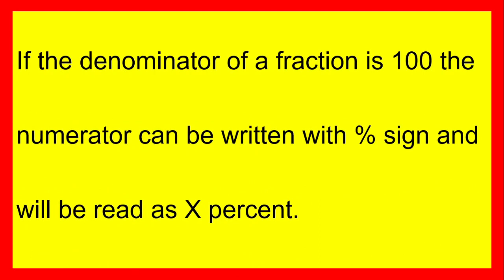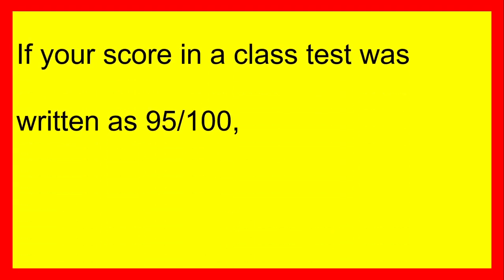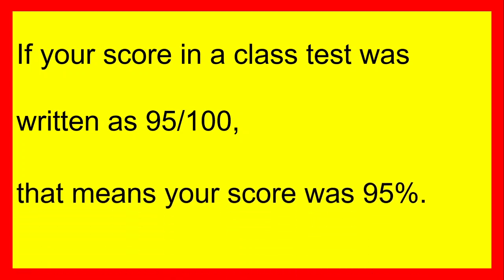And friends, if the denominator of a fraction is 100, the numerator can be written with a percent sign and will be read as x percent, whatever the number is, that percent. If your score in a class test was written as 95 divided by 100, that means your score was 95 out of 100. You obtained 95 marks out of the 100, which were total marks. So your score was 95%.